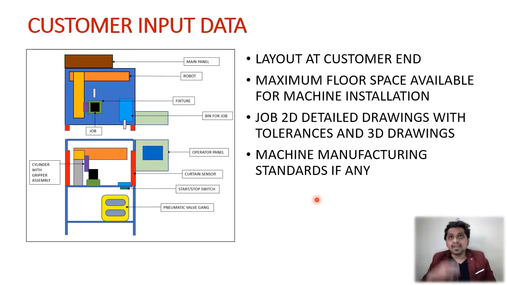And then machine manufacturing standards. A lot of manufacturers have their own book of standards, and that's why we should ask them if they have any kind of standards. After getting that, we should read it properly, and we should check whether we have designed our machine according to that or not. So let's move on to the next part.